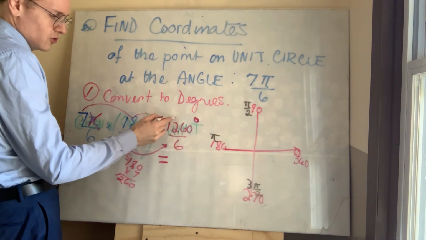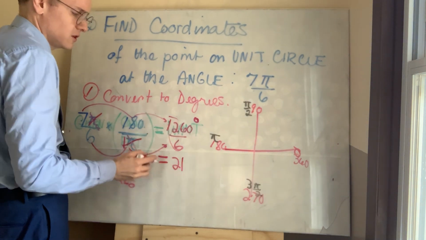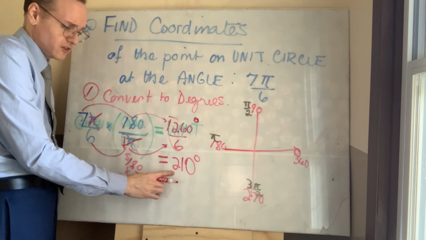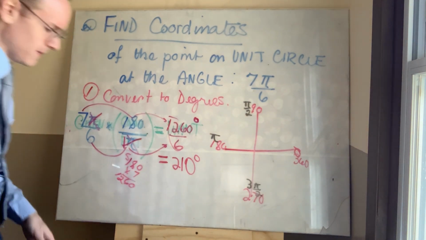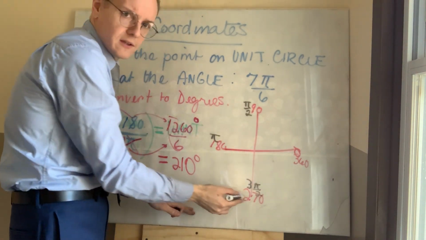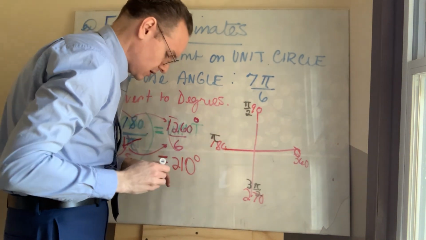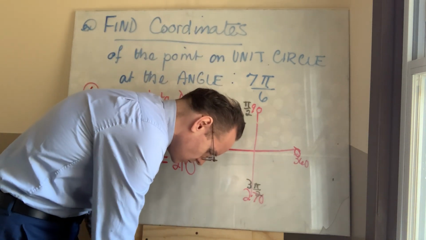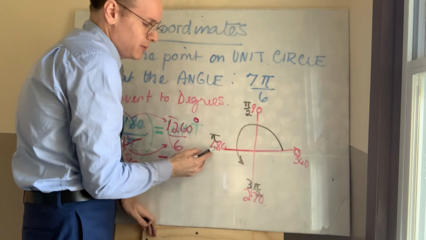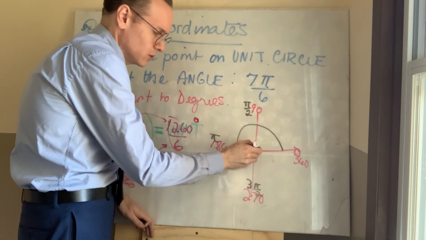All right. 6 goes into 12 twice. 6 goes into itself once. And 6 goes into 0 times. So we need to go to the location, basically, of 210 degrees. Again, you have this much memorized, that it is 0, 90, 180, 270. 210 would rotate from 0 to some place in between 180 and 270. You can estimate, right? And again, it's always tied to the origin.